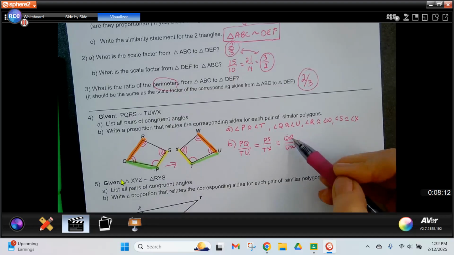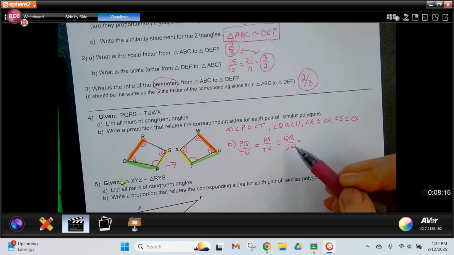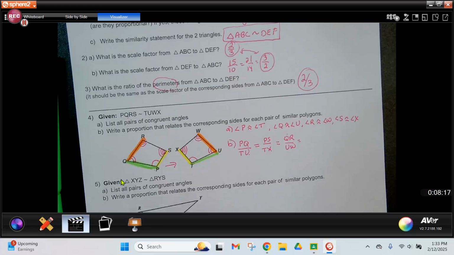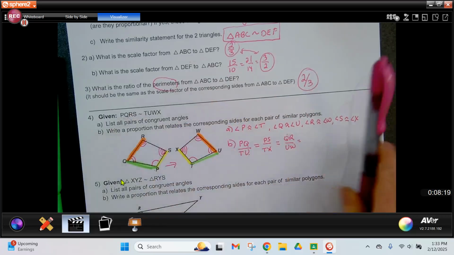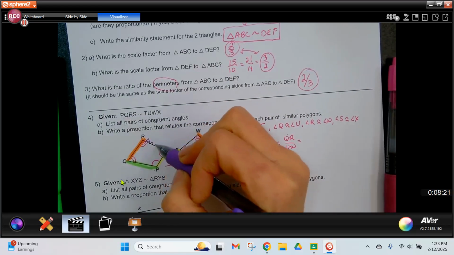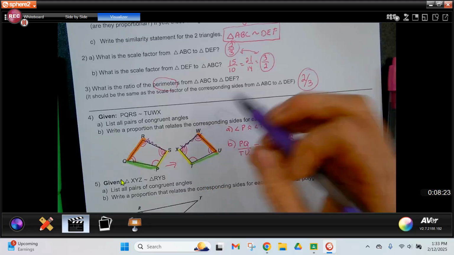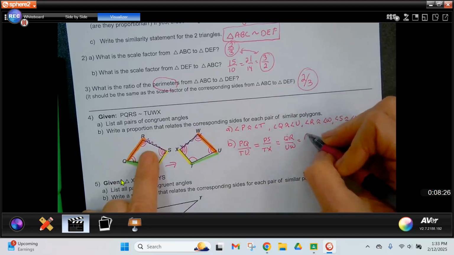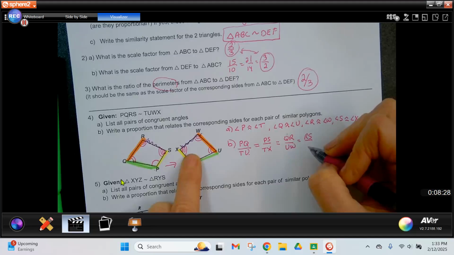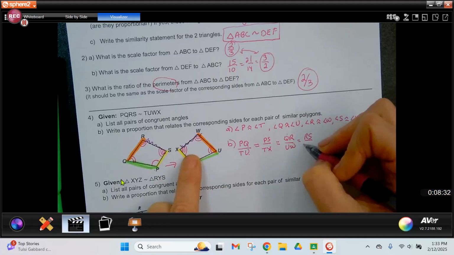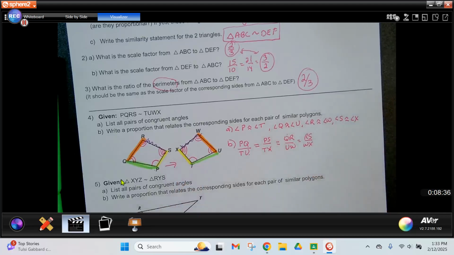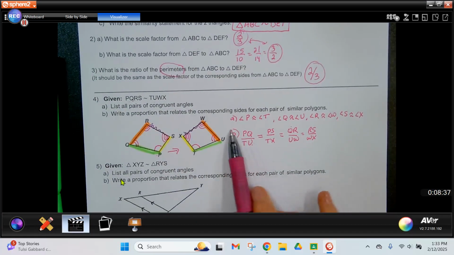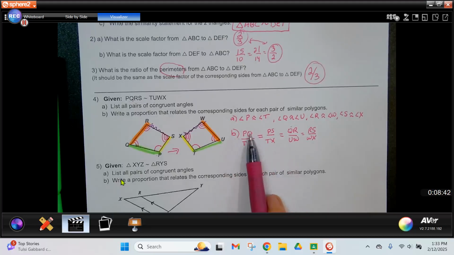And you could switch these around. This could be called RQ and WU. And then the last shape that we have here is this one. Let's do it in purple. So RS and WX. And there's our proportion that sets all the ratios of the corresponding sides equal to each other.